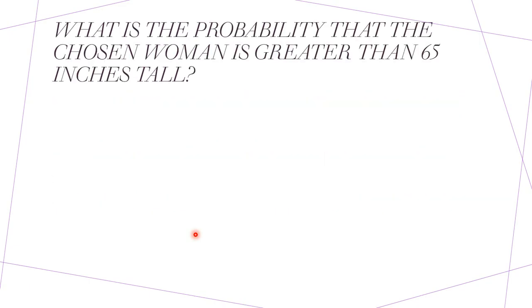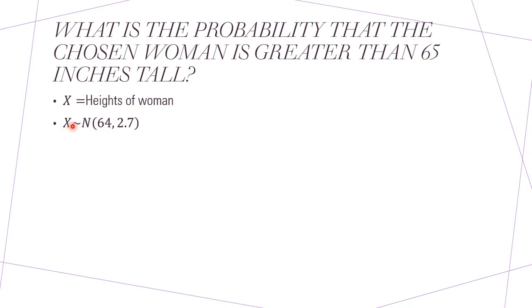Which is, what's the probability that she is going to be greater than 65, or her height is going to be more than 65 inches. First thing we need to do is define what the variable is and then state our normal distribution. So our variable here is the height of women. You could be more descriptive with height of women in inches if you want. It doesn't need to be that picky.